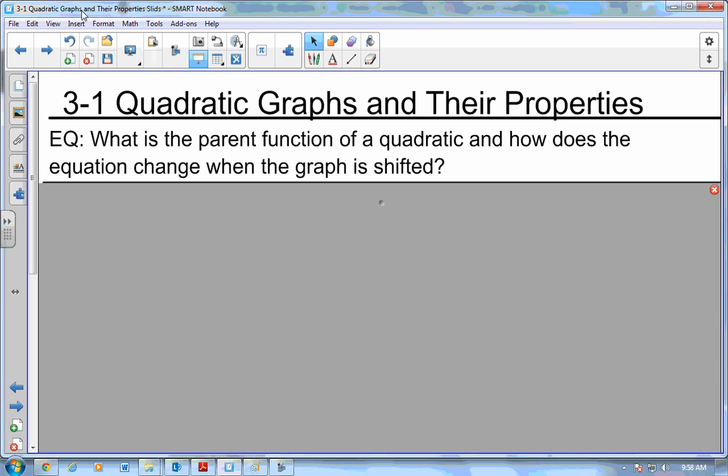Quadratic graphs and their properties. The essential question is, what is the parent function of a quadratic, and how does the equation change when the graph is shifted?